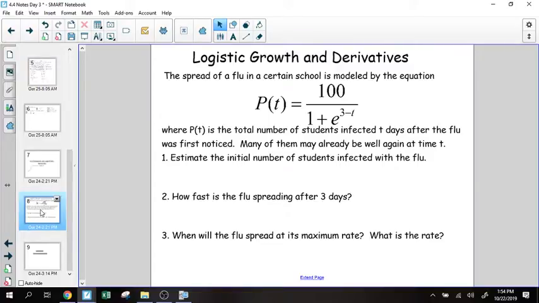The first question says, estimate the initial number of students infected with the flu. When it says estimate the initial would be time equals what? 0, right? Initial means the start. So when they're asking you to estimate the initial, they are asking you to evaluate your function for time equals 0. So this is going to be kind of an ugly number. Grab your calculators. Let's evaluate that function, P of t, for 0.